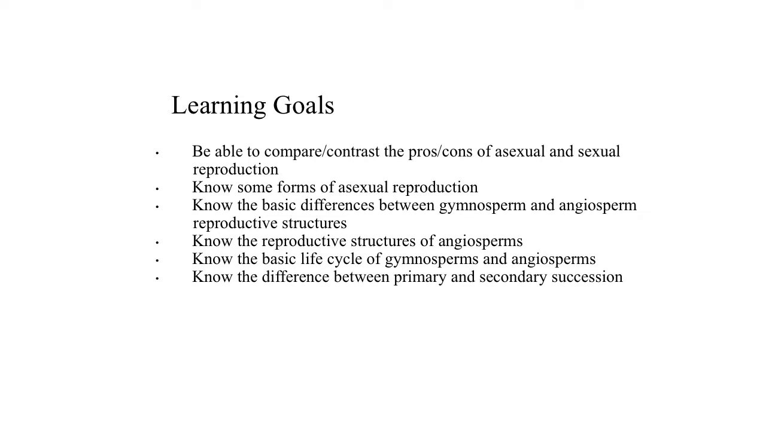You should know the basic differences between the gymnosperms and the angiosperm reproductive structures. One has cones, one has flowers. You should know the reproductive structures of the angiosperms. We're going to go into the different parts of that. You should know the basic life cycle of gymnosperms and angiosperms. That's a bit of a revision because we have gone into it before. And you should know the differences between primary and secondary succession. But let's get into it.